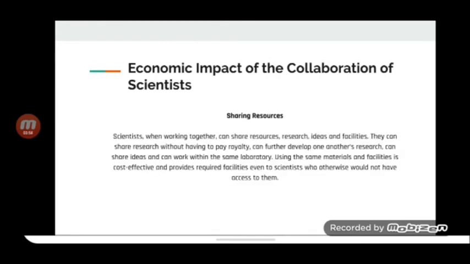Sharing resources. Scientists, when working together, can share resources, research, ideas, and facilities. They can share research without having to pay royalty, can further develop one another's research, can share ideas, and can work within the same laboratory. Using the same materials and facilities is cost effective and provides required facilities even to scientists who otherwise would not have access to them.